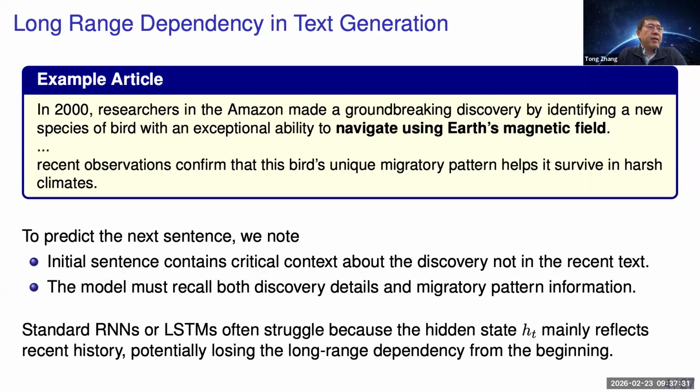Basically, the point is that RNNs and LSTMs struggle because the hidden state will only contain the more recent information. They tend to forget a long history because of summarization, and once it is forgotten, it is very difficult to recover. This is just an illustration, but it is basically the point we want to address.